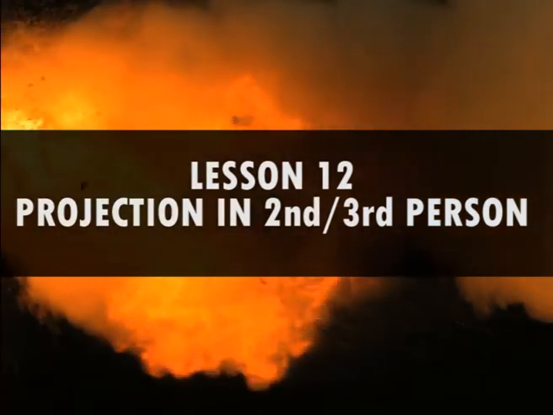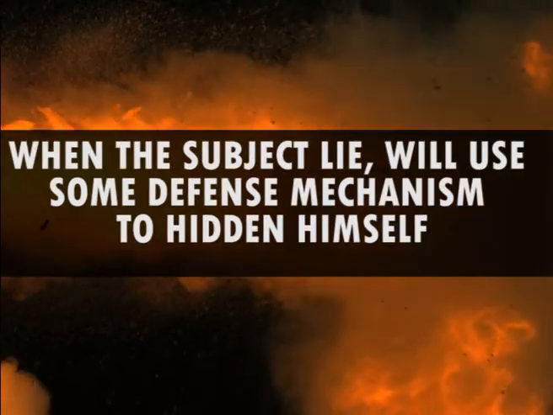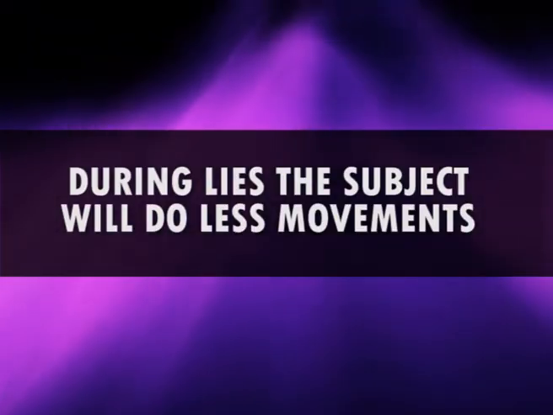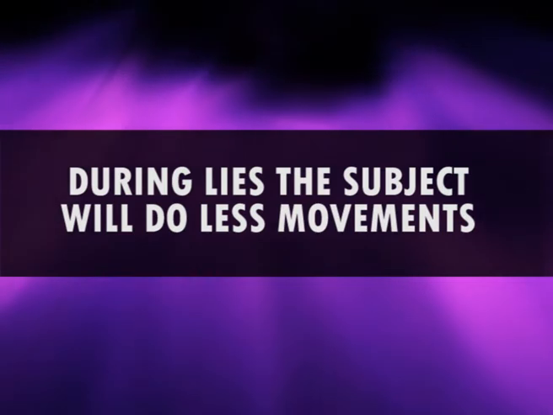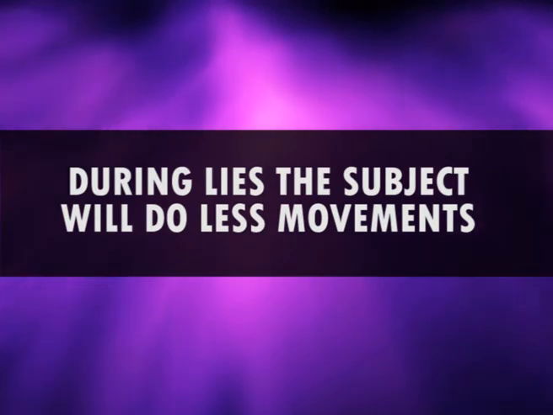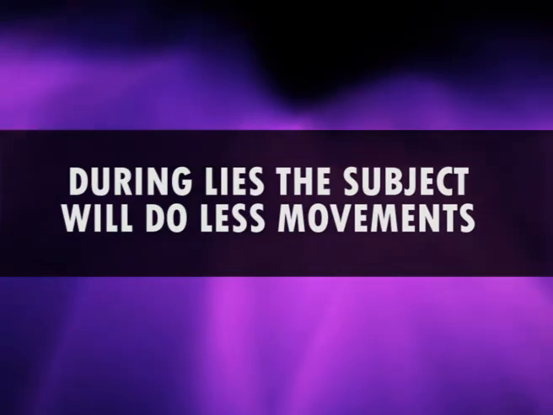Let's check the new chapter about the projection in second and third person. When a subject lies, he tends to use some defense mechanism that leads to hiding himself. For example, in interviews and interrogation situations, the subject tends to make fewer movements, so fewer arm and hand movements, and this leads to less attention to him. If I move in a situation, I will catch the attention of the other person. If I stand still and do fewer or smaller movements, I will catch less of the attention of the person in front of me.